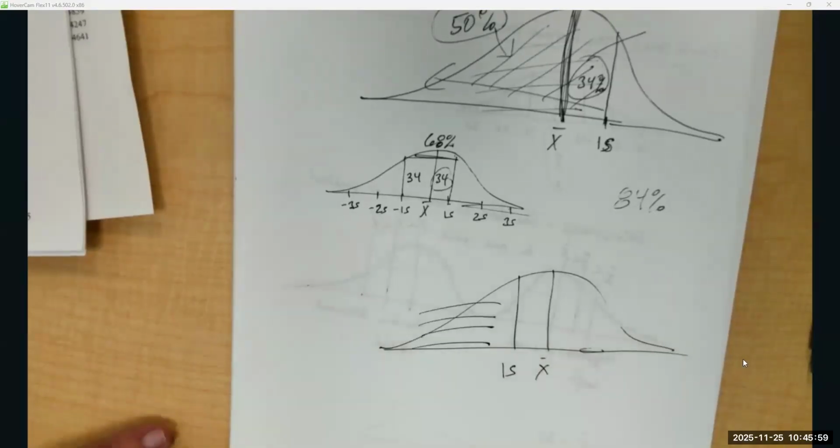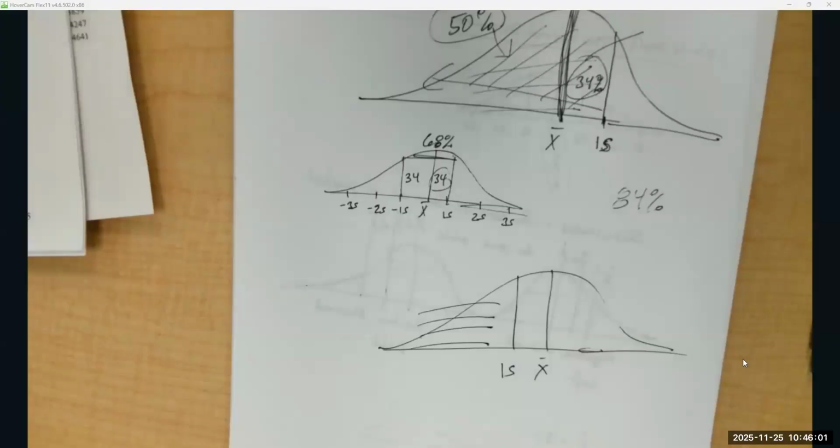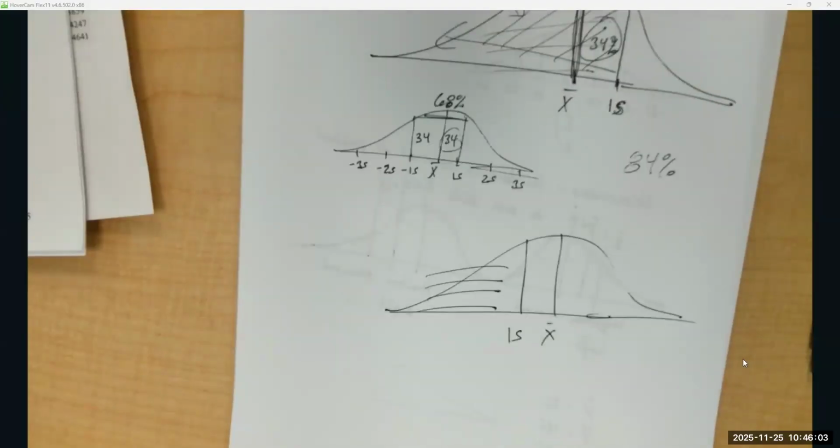How much is in here? Well, you guys are so lucky we don't have in-class exams. I tell you that much right now.